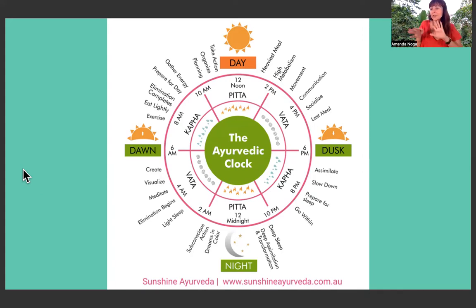Vata, if you feel like, I'm so inspired, I'm so creative, I just want to keep going. Whew. Cool it down, come back to earth, move the focus from the creative realm, being up in the air, into your bones, into your body, into the earth.